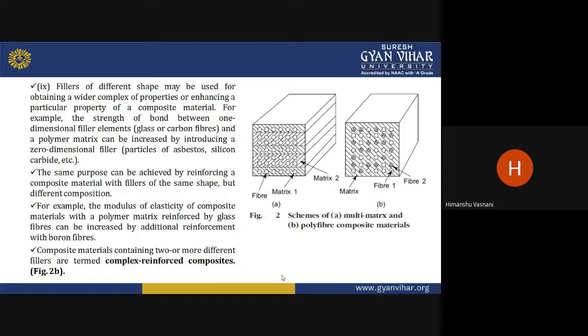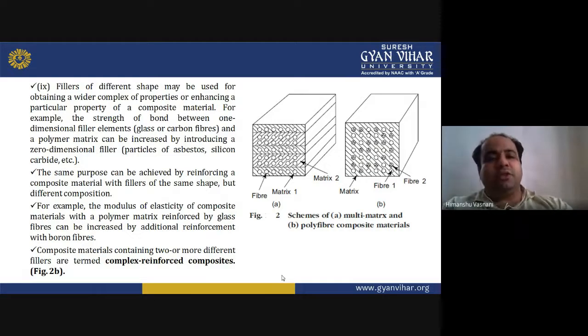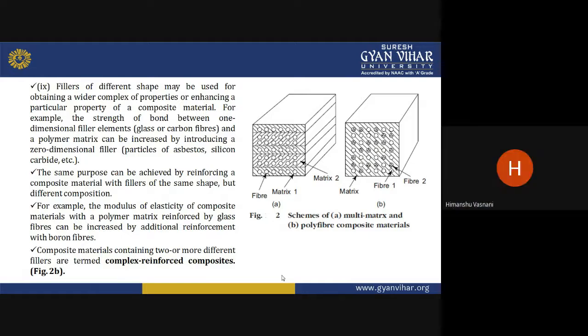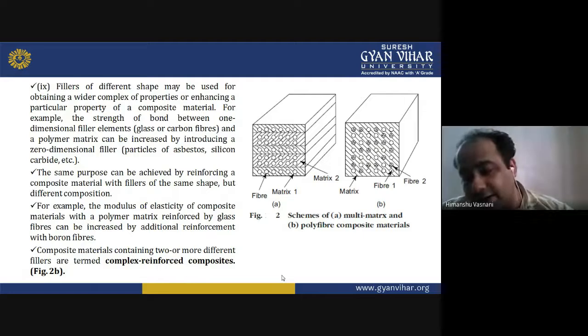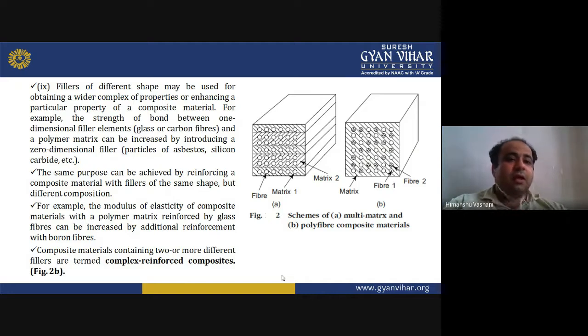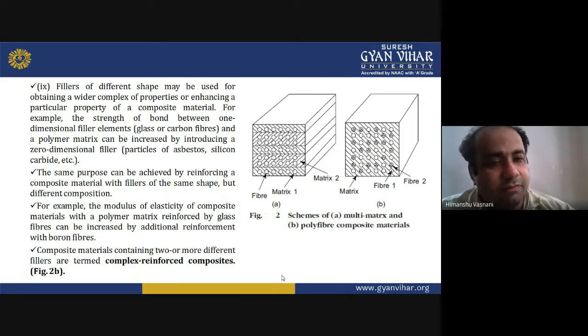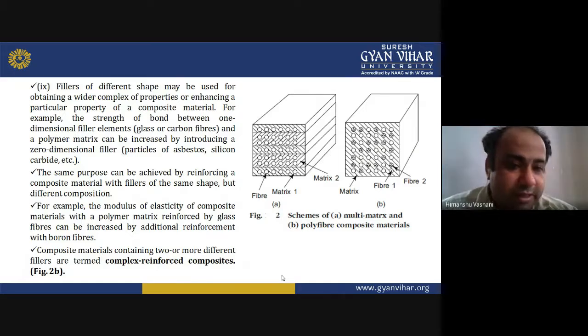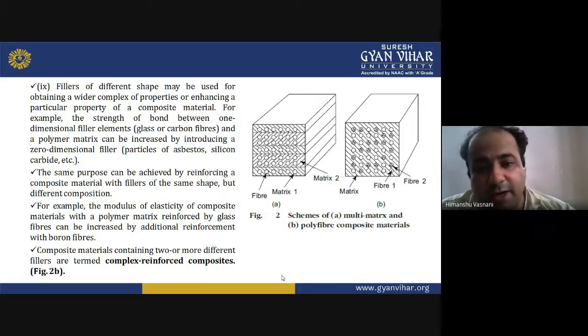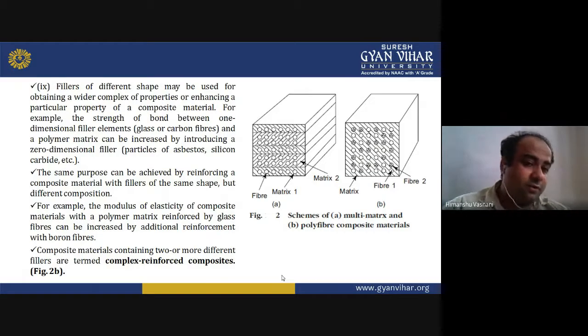So you can use fillers of different shape. It may be used for obtaining a wider complex of properties, for enhancing a particular property of a composite material. For example, the strength of bond between one dimensional filler element like glass or carbon fibers and a polymer matrix can be increased by introducing a zero dimensional filler like particles of asbestos, silicon carbide. The same purpose may be achieved by reinforcing a composite material with fillers of the same shape but different composition.